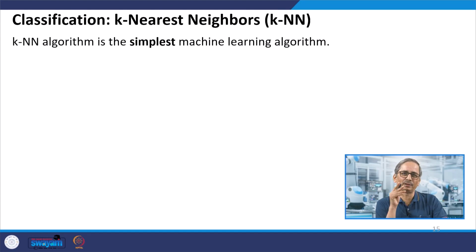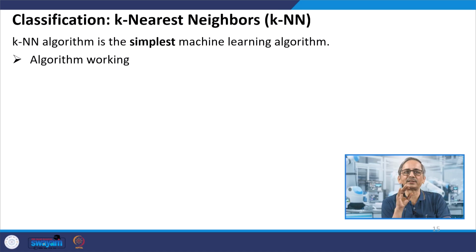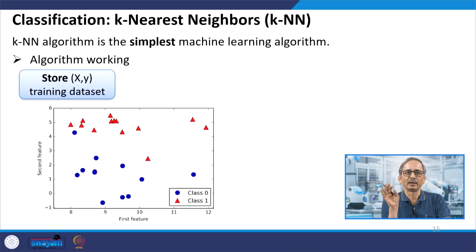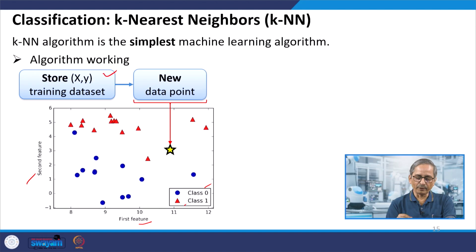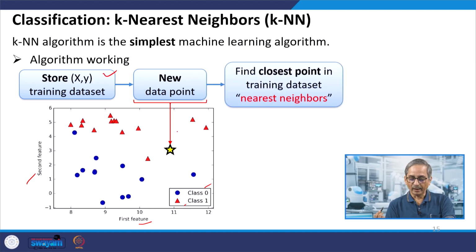So, let us look a little in detail at k nearest neighbor, which is a classification algorithm. This is the simplest machine learning algorithm, and how does it work basically? We store this input output data, the training data set. You have the first feature and the second feature, and class 0 and class 1 can be marked here. Then we put in our new data point, and we find the closest point in the training data set. That is why it is called nearest neighbor.